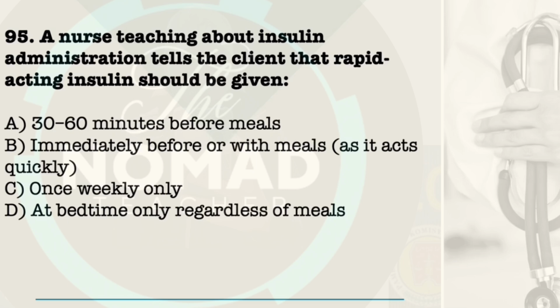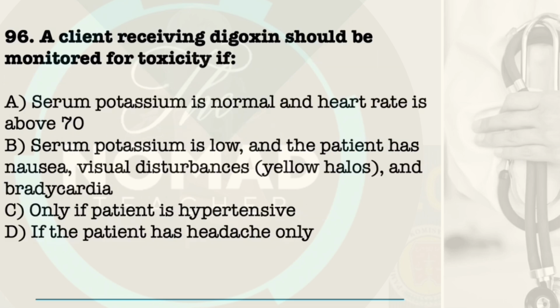95. A nurse teaching about insulin administration tells the client that rapid-acting insulin should be given: A. 30 to 60 minutes before meals. B. Immediately before or with meals, as it acts quickly. C. Once weekly only. D. At bedtime only, regardless of meals.